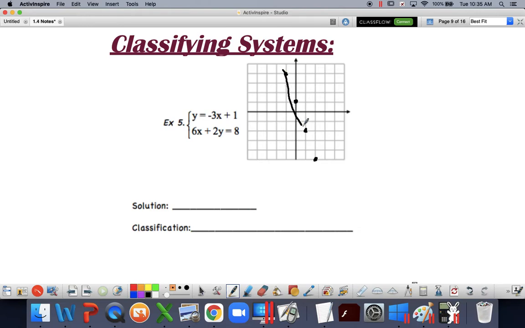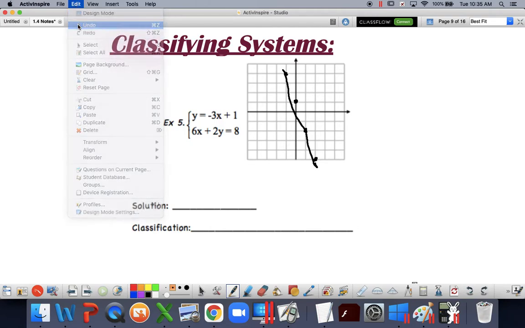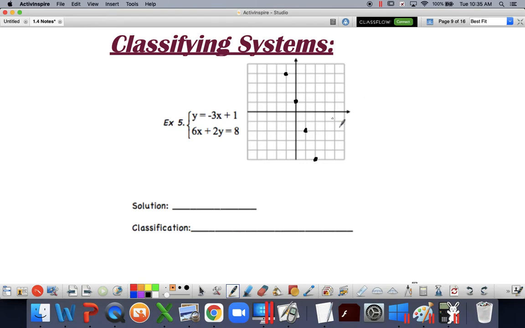Remember, I'm trying to graph this. Oh, that was not a very straight line. See if I can do a better job drawing this line. Not much better. All right, third time's a charm. There we go.